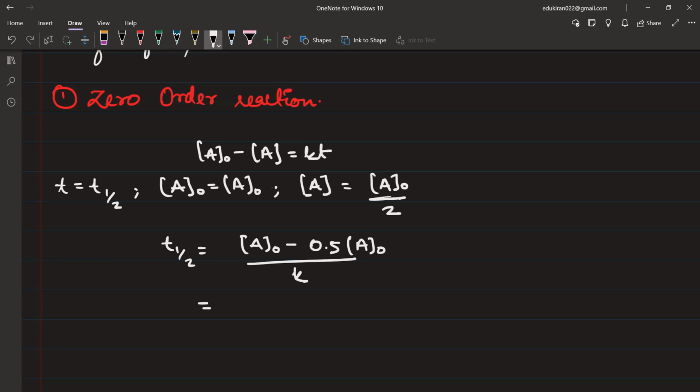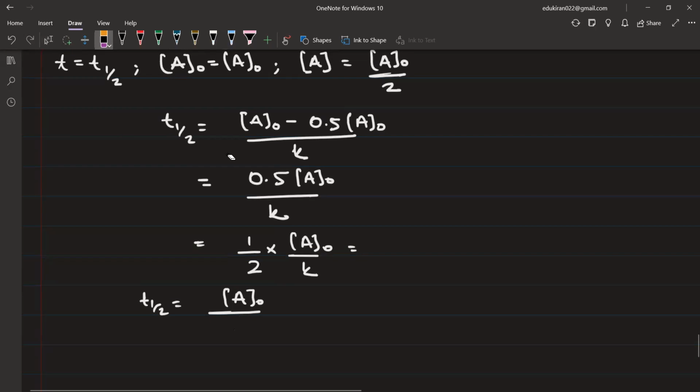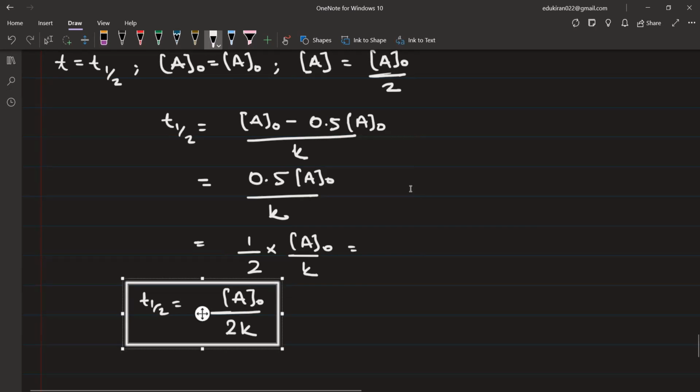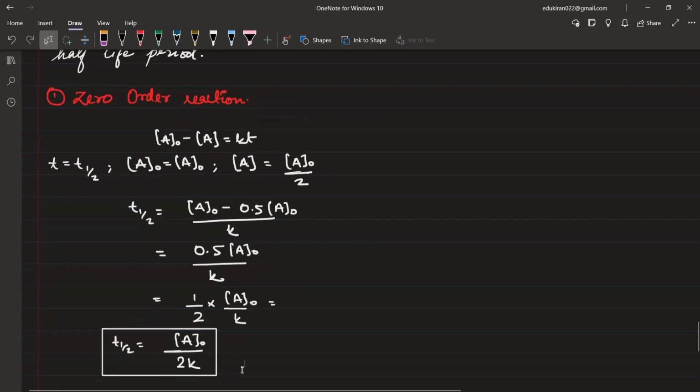A naught minus 0.5 A naught will give me 0.5 A naught. Yes or no? So 0.5 A naught we can write as 1/2 into A naught upon K, or you can write T half is equal to A naught upon 2K. This is something that you have to memorize. So the T half for zero order reaction is A naught upon 2K.